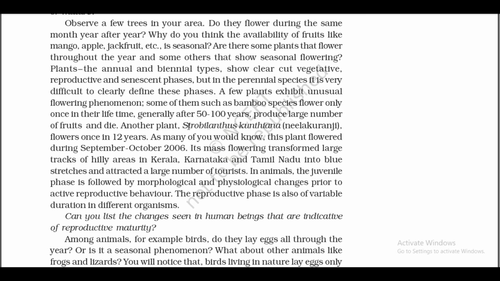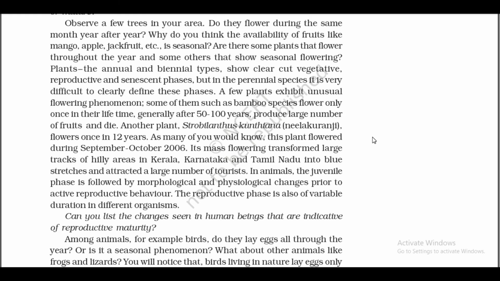Another plant, Strobilanthes kunthiana, Neelakurinji, flowers once in 12 years. As many of you would know, this plant flowered during September to October 2006. Its mass flowering transformed large tracts of hilly area in Kerala, Karnataka and Tamil Nadu into blue stretches and attracted a large number of tourists.